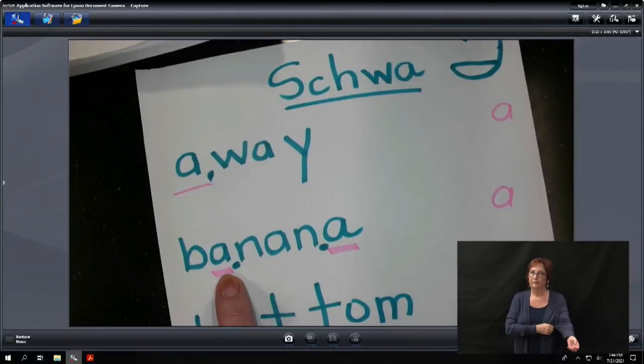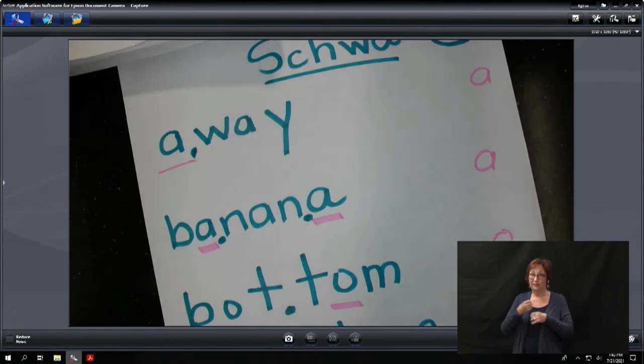Let's try this one. Banana. Which one goes down the furthest? Nan. Banana. That's my dog, Banana. And these other two are unaccented, so they're going to be schwa. Does that make sense?